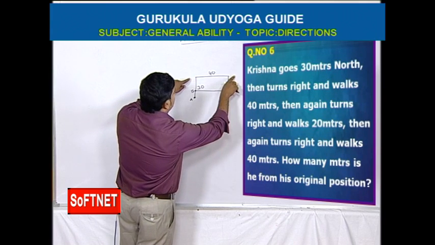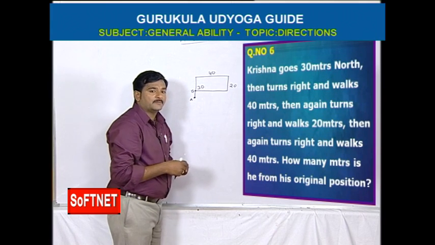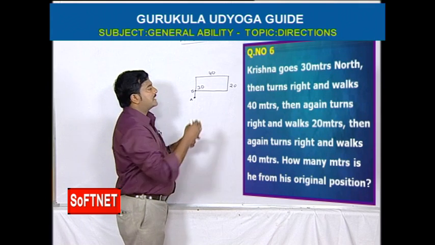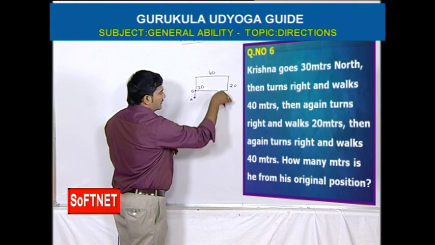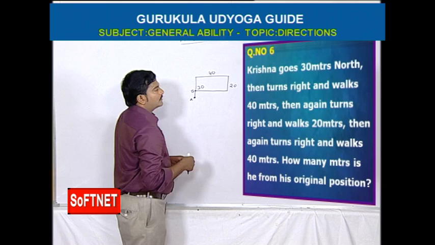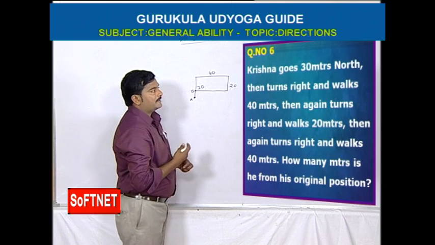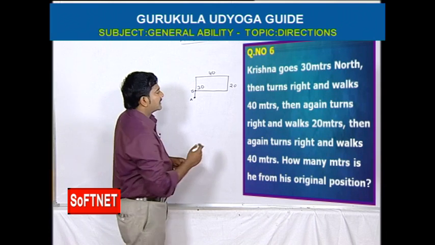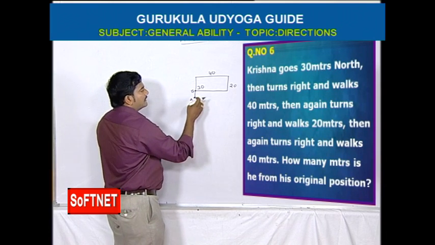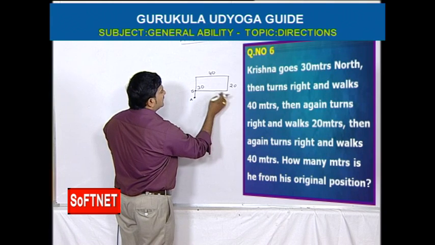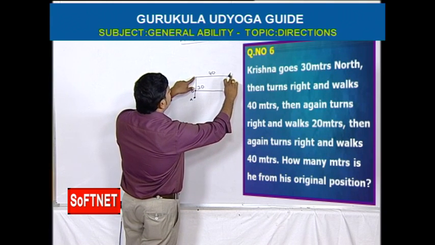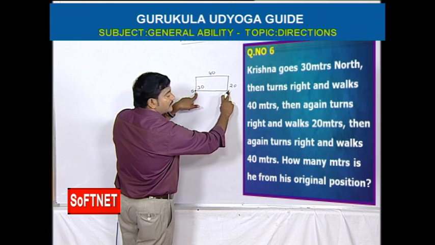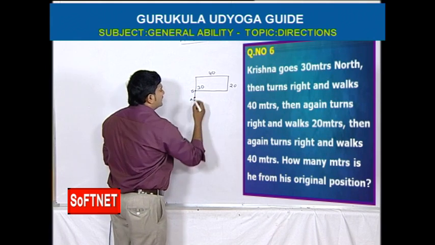So he turns right and walks how many meters? 40 meters. Then again turns right and walks 20 meters. Again turns right and walks 20 meters. Then finally he mentioned one more point. So what is it? He again turns right and walks 40. He again turns right and walks how many meters? 40 meters. Since this is 40, this must also be 40. So now again he is on line B.